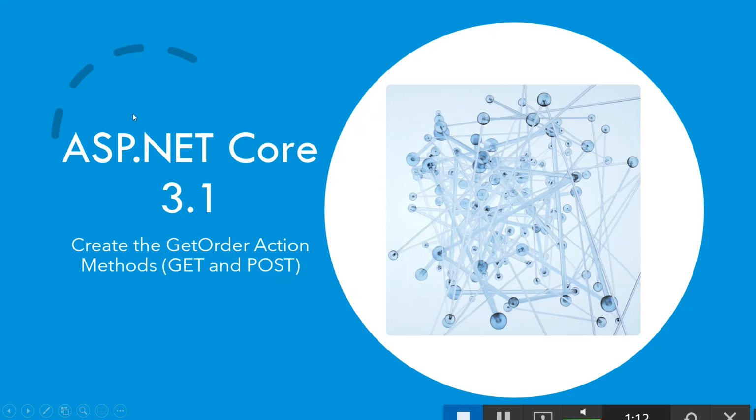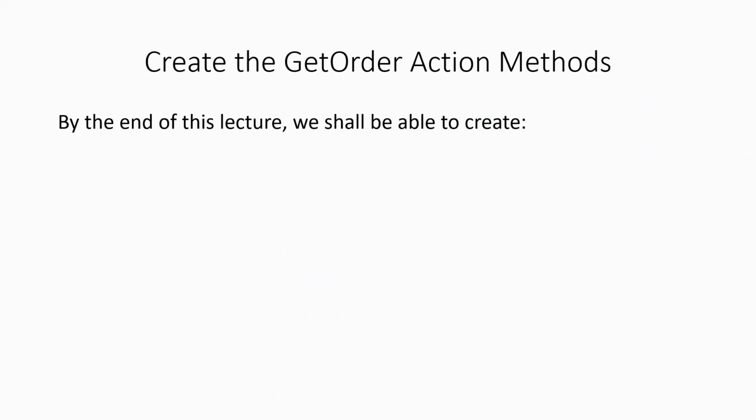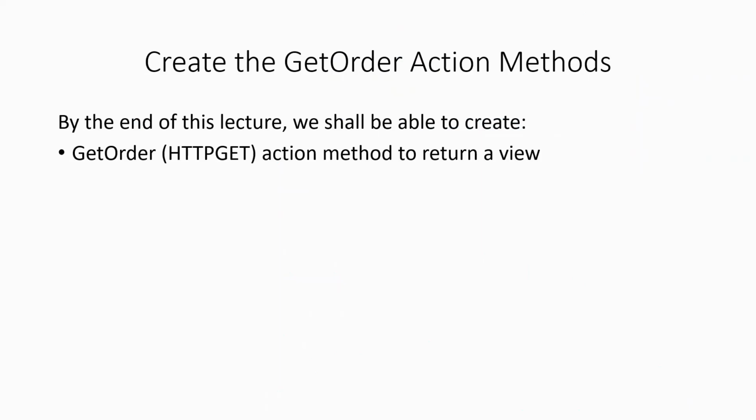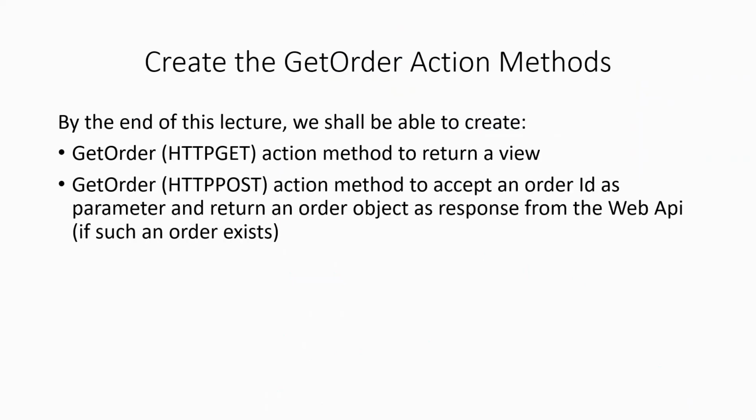So let's get over to see the learning outcome of this lecture. By the end of this lecture, we should be able to create the GetOrder HTTP Get action method to return a view, and the GetOrder HTTP Post action method to accept an order ID as a parameter and return an order object as a response from the web API if such an order exists. So let's flip over to Visual Studio again.